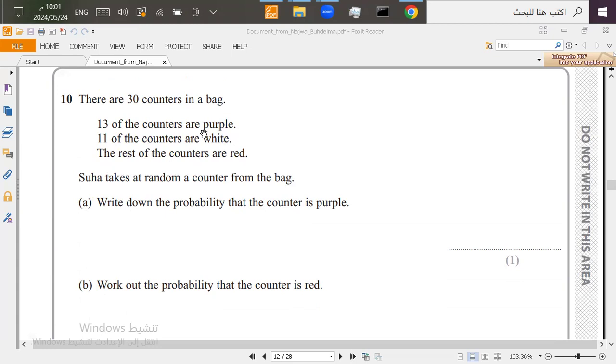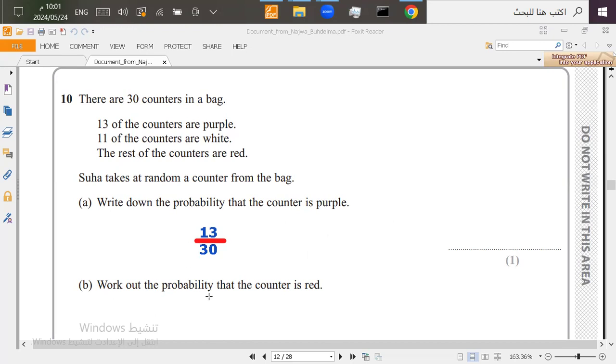So here, the purple ones are 13. And all of them are 30. So the probability of taking a purple will be 13 over 30. So it's going to be 13 over 30 as a fraction. If you can simplify it, you have to simplify it, okay? Can't, it's okay. Leave it like this. So the first question, the probability of purple is 13 over 30.